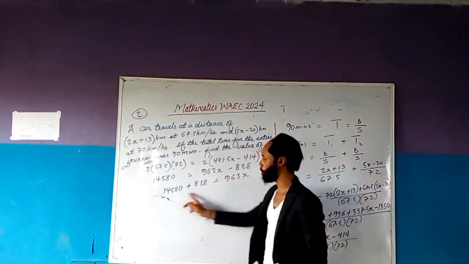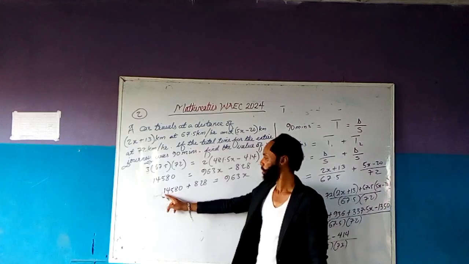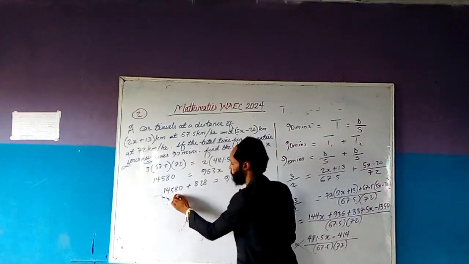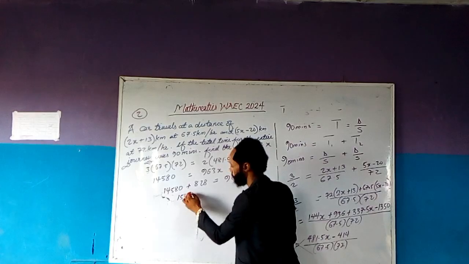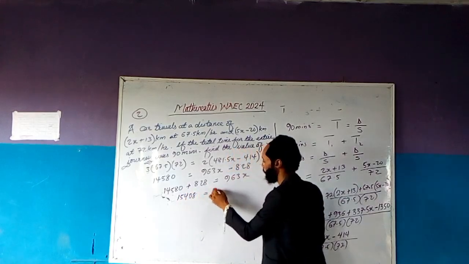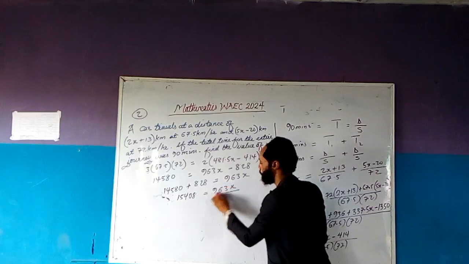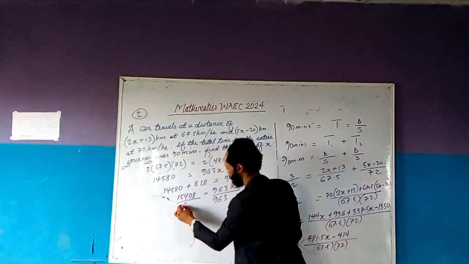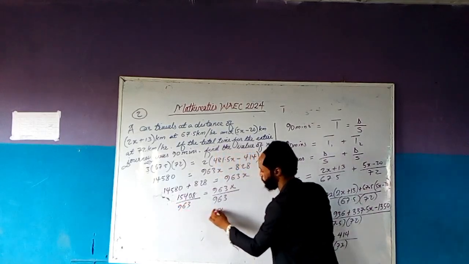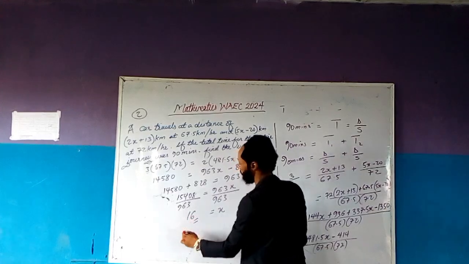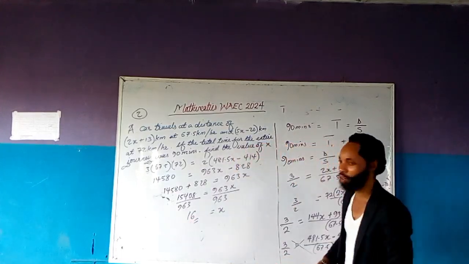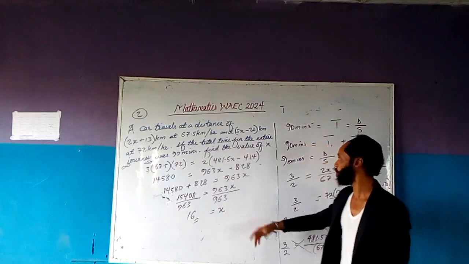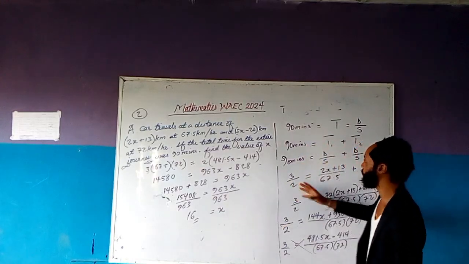So let's solve this. What do we have? 15,408 equals 963x. Divide through by 963. So x is going to give us what? 16. So x is 16. We were only asked to find the value of x, so in this case, x is 16.